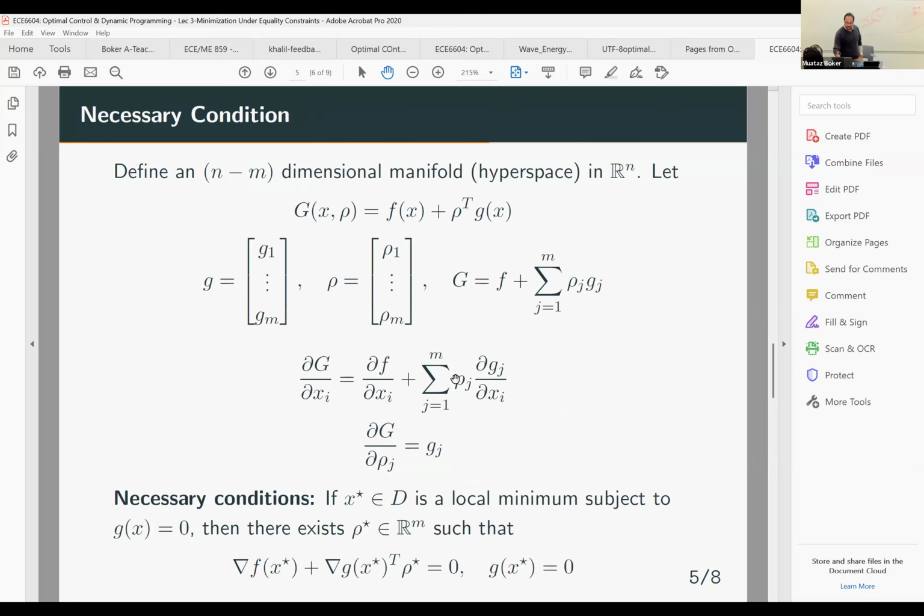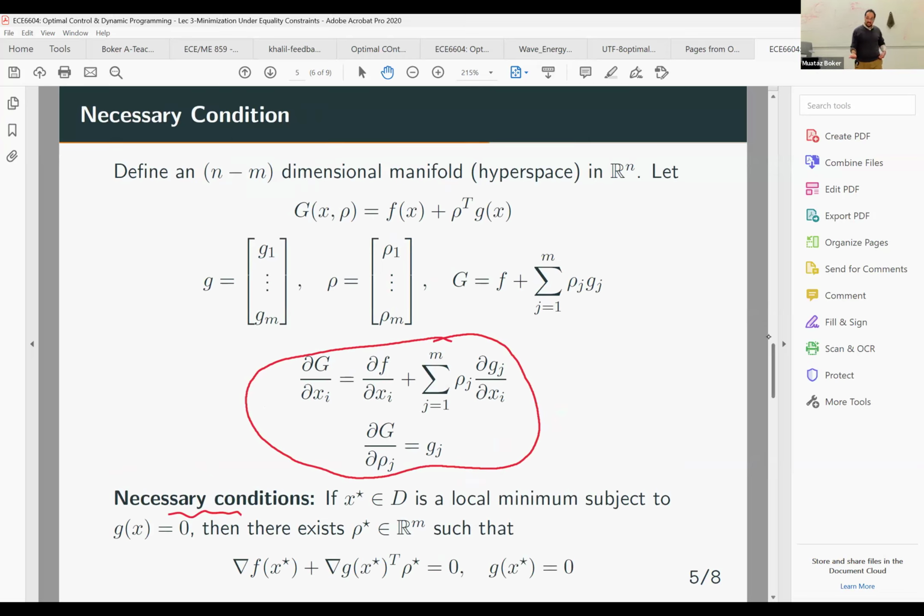Okay? So these two, right, are what we call the necessary conditions to solve the minimization problem for the constrained problem. Okay?